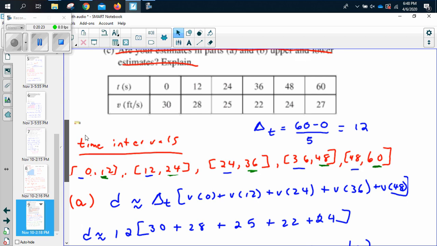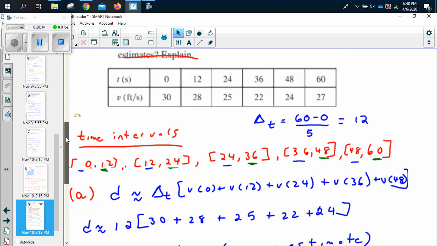And that's going to be an upper estimate. I kind of know that it's going to be an upper estimate because the function is, for the most part, decreasing. But don't worry about that right now.